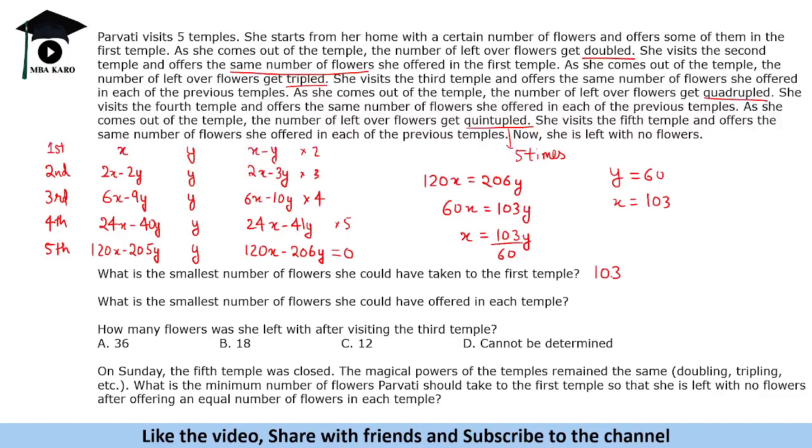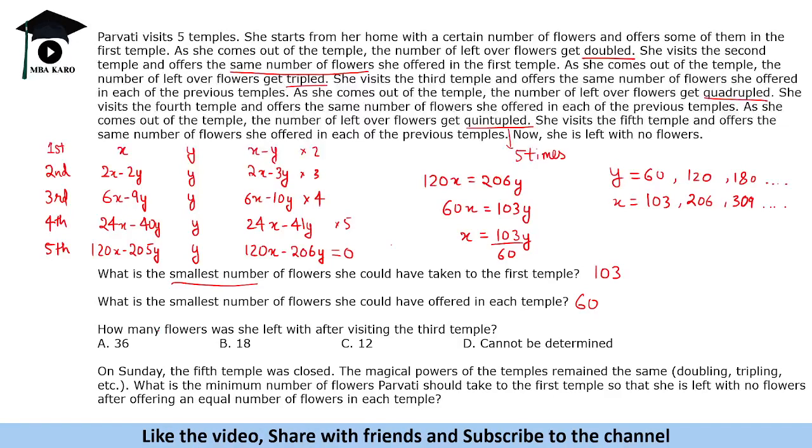Now this will be in multiples of this, right? So this could be 60, 103. This can be 120, 206. This 3 times, if we take 180 and 309 and so on. So there are multiple possible combinations, but it is asking the smallest number. So the smallest number will be 103. What is the smallest number of flowers she could have offered in each temple? So in each temple she is giving y, so the smallest value of y is 60.